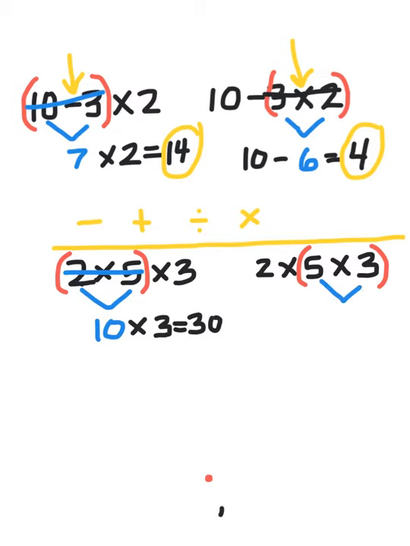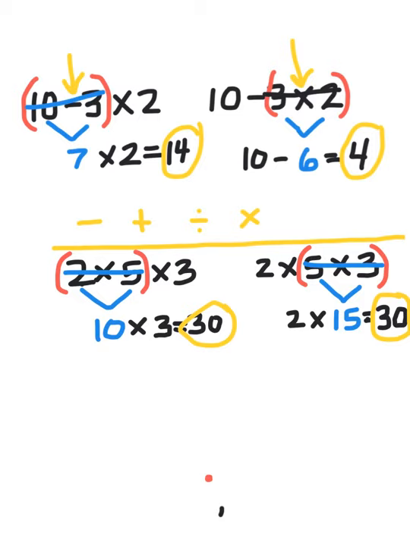Now let's see what happens in our second problem. 5 times 3, 15. Cross it out. Bring down the rest of the problem, 2 and the times sign. 2 times 15. Well, you might not know that in your head. You might have to write down the problem a different way. But it also equals 30. We can see that our answers are the same.